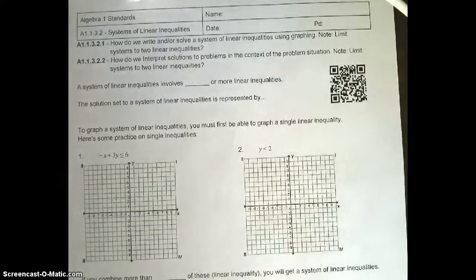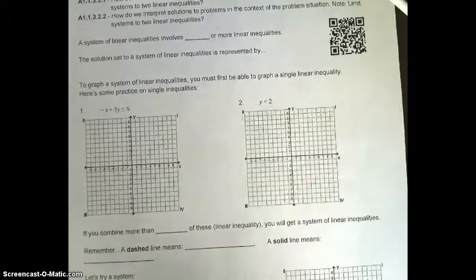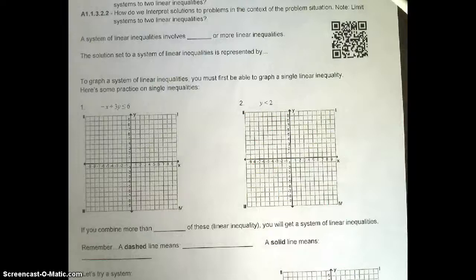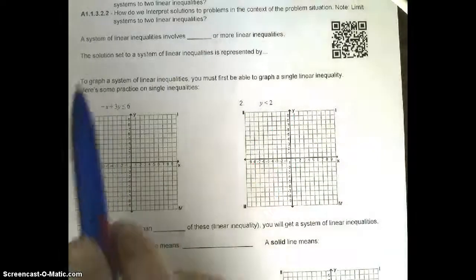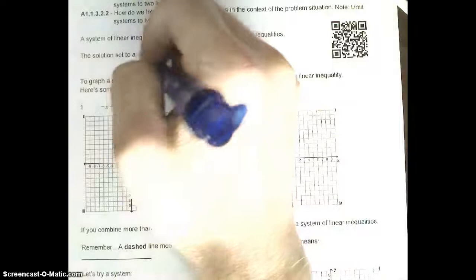Our next section today we're going to take a look at is systems of linear inequalities. We're basically doing what we did last Thursday and Friday, and we're putting it into a system now, with less than, greater than signs, and so on. A system of linear inequalities involves two or more linear inequalities. The solution set to a system of linear inequalities is represented by a shaded graph.